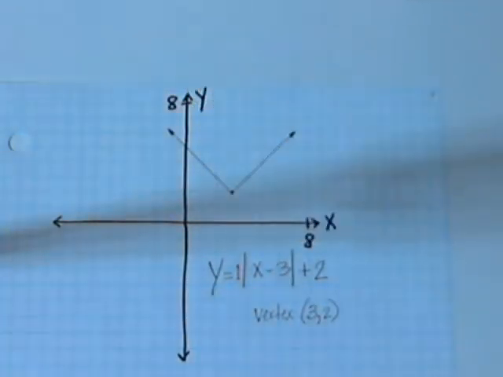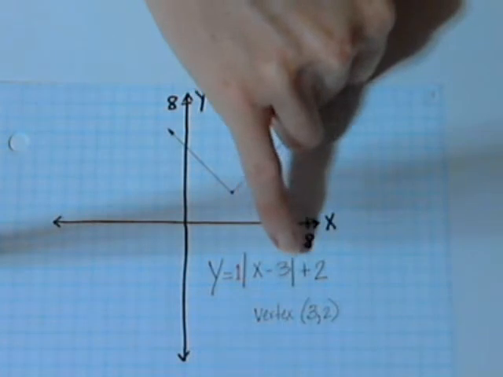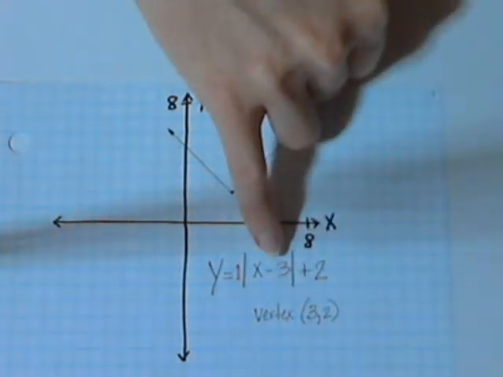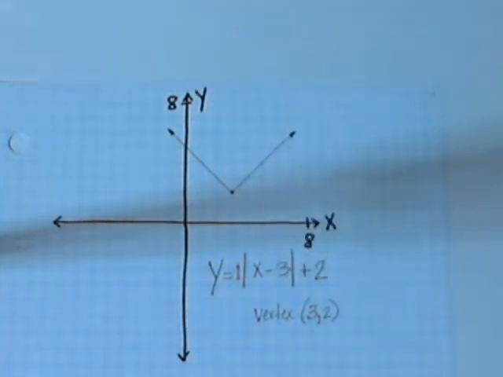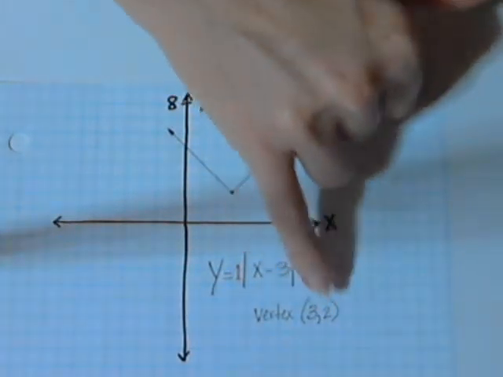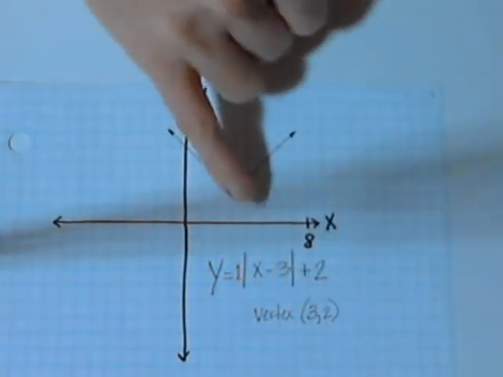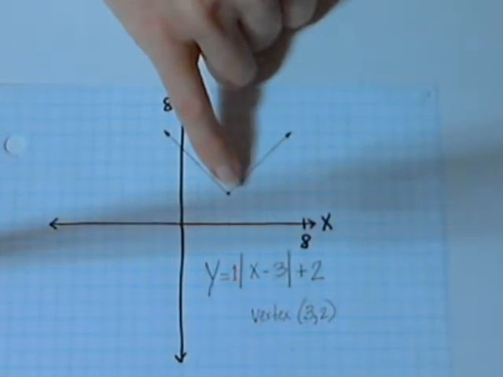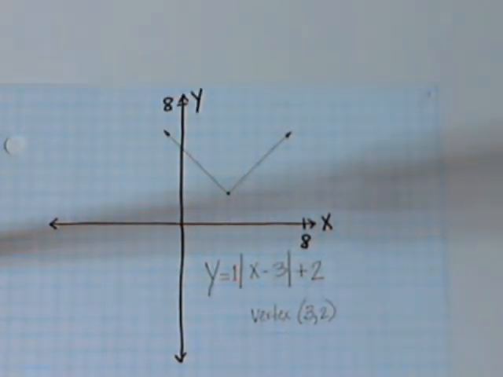X minus 3 plus 2, the vertex here is (3, 2). So we have a minus and a plus 2. So straight in 3 and 2. Over 3 and up 2, there's our vertex, and we have an absolute value V graph. Here's a parabola.